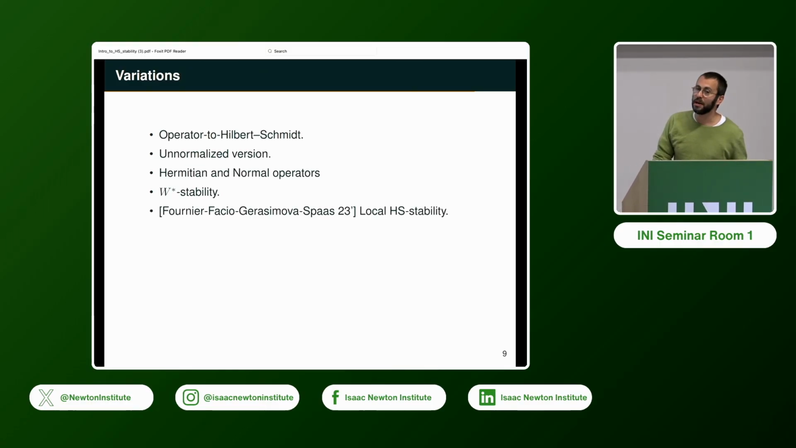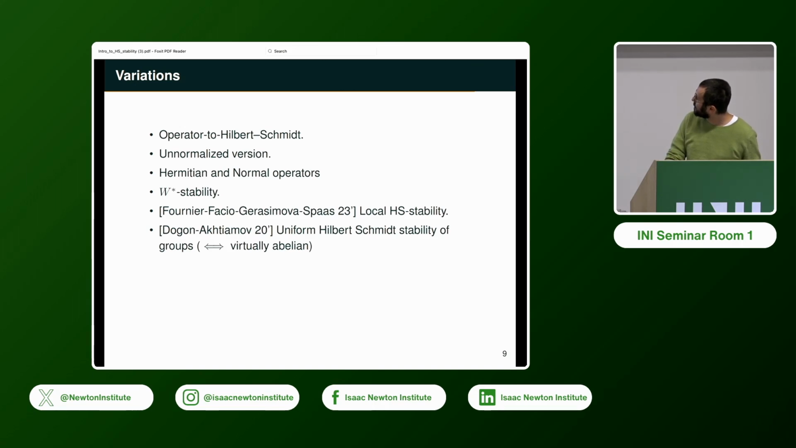You can discuss local stability, where you don't actually correct to a representation, but only to a local representation, which means that multiplication really acts as you wish, but just on a large finite set, not on the whole group simultaneously. This is an older result by Dogon and Akhtiamov, where you discuss uniform Hilbert-Schmidt stability. It's more like Ulam stability, if you know what that is, just in the version of Hilbert-Schmidt stability. These happen to be all virtually abelian.